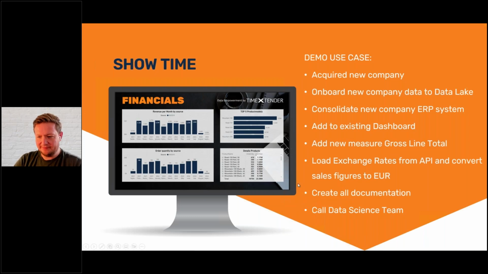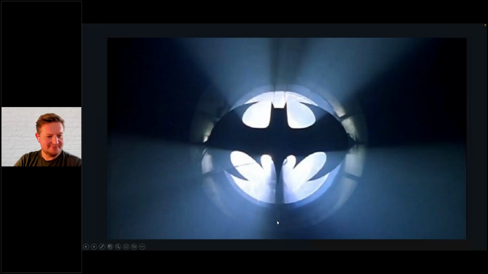Okay, so what we've done in 10, 15 minutes, we've acquired the new company, we've done all this. We've created the new gross line total measures. We've loaded the API and converted the figures to euros. We've created all the documentation. So now what we need to do, call the data science team. And at that point, I can hand over the data to my mate Frank, and he can do some wizardry. Just let me change the presenter.